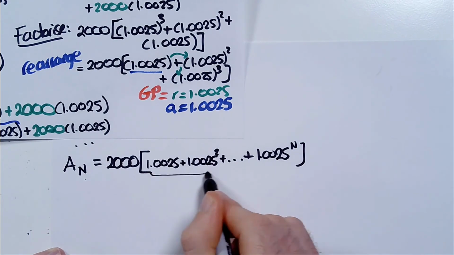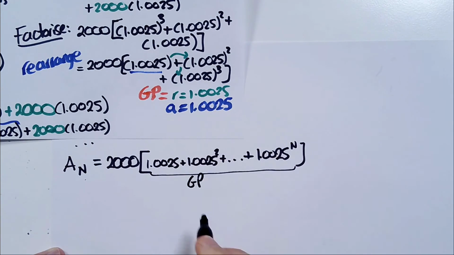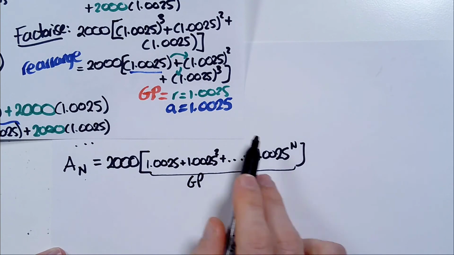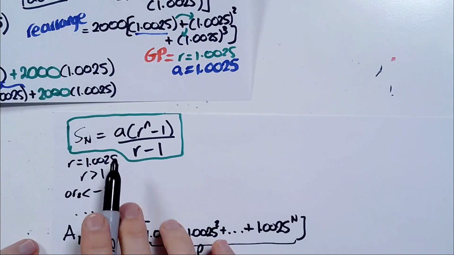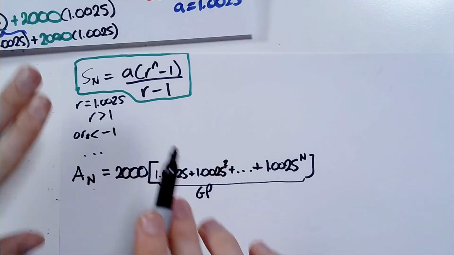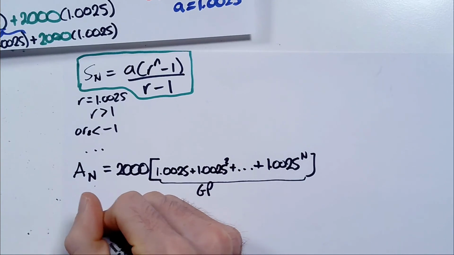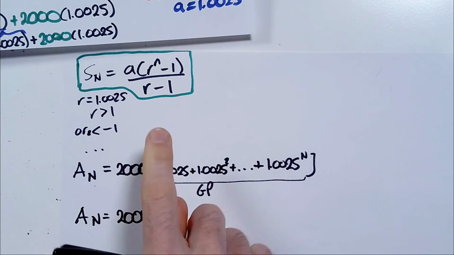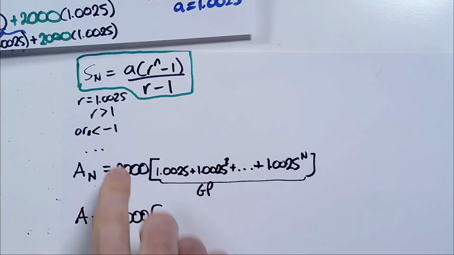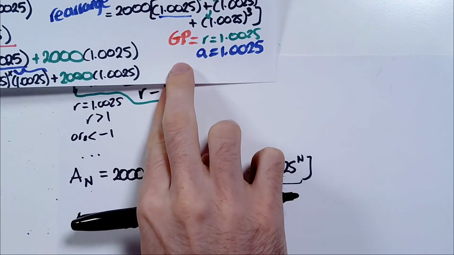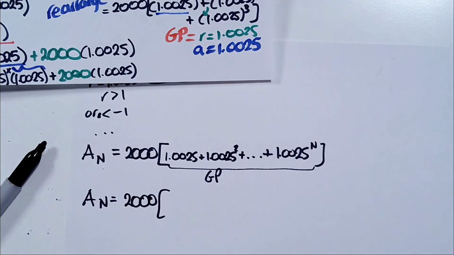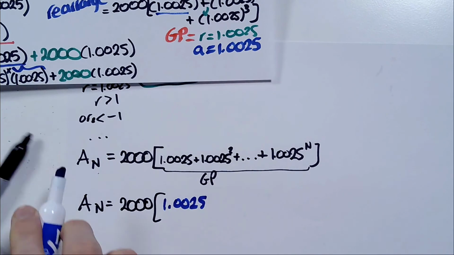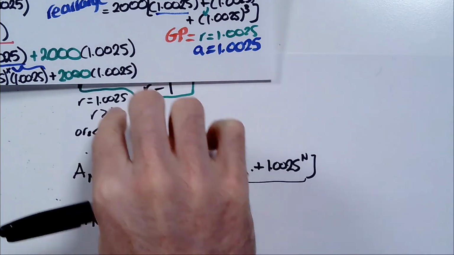Okay, but we know from above that this is a GP, and we can just summarize the sum of all of this using the formula I just showed you here. So have a look at this. AN is going to equal 2,000 bracket. Now, what does the formula say to do? Put the first term out the front. What did we say the first term was? We said it was 1.0025, okay? That's the first term.